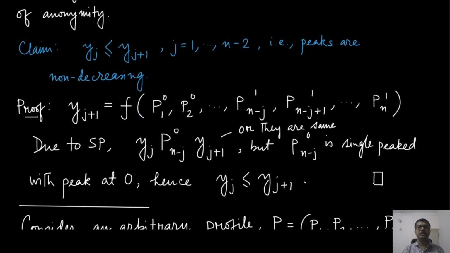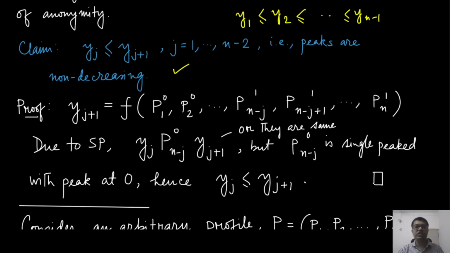Now here comes the first claim. We say that whenever we are having these y_j's, we can order them as y_1 is less than or equal to y_2 is less than or equal to, and so on, y_{n-1}. So this is what this means. How can we prove that this holds?